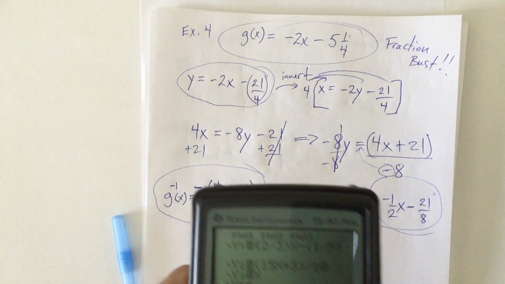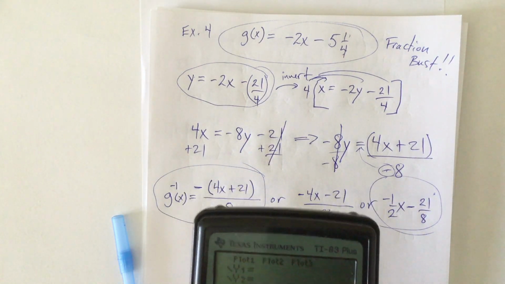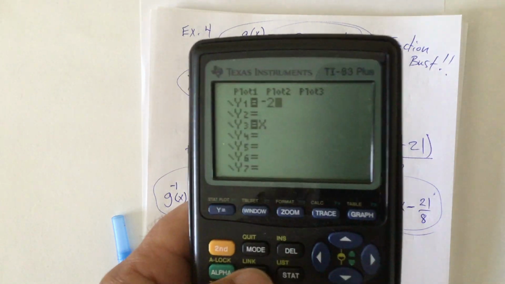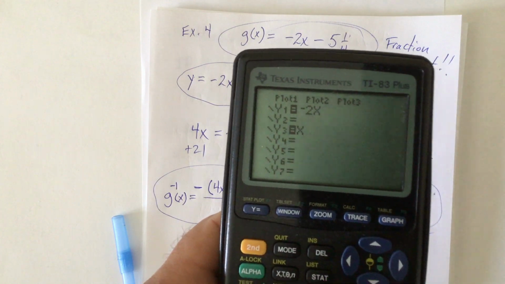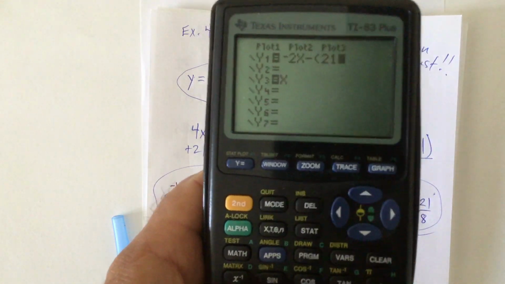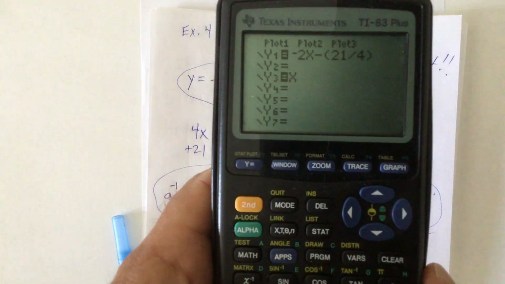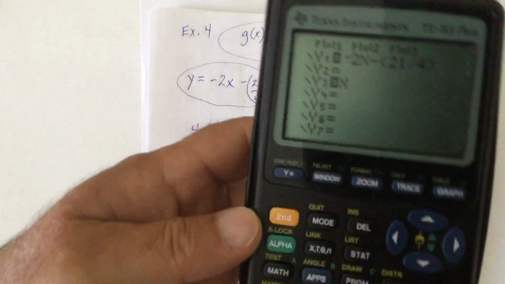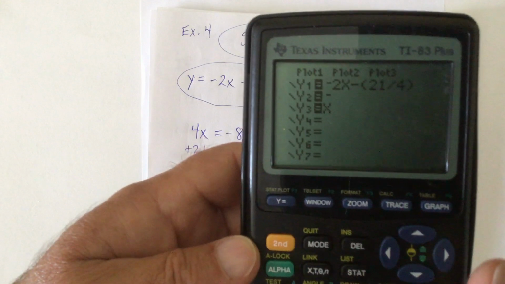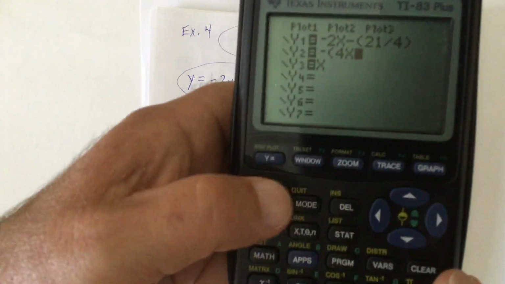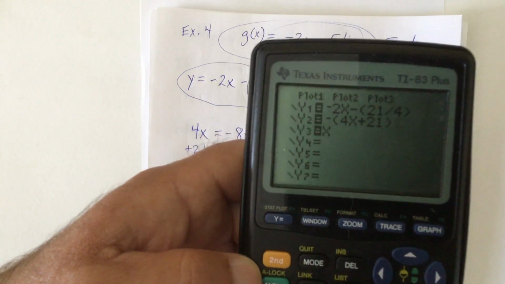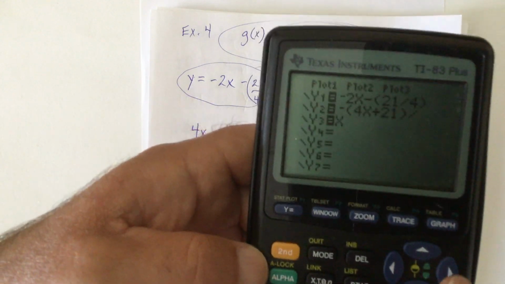So y equals, clear, clear. I'm going to do the, oh, sorry, you can't even see what I'm doing. So I'm going to go negative 2x minus parentheses 21 divided by 4. So that's 21/4. I'm going to go down to my new inverse, which is negative parentheses 4x plus 21, close the parentheses, all divided by 8.